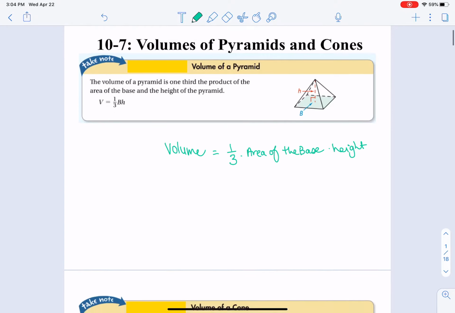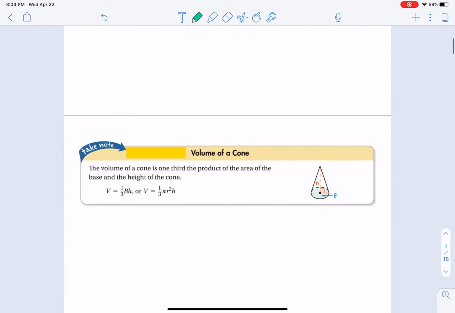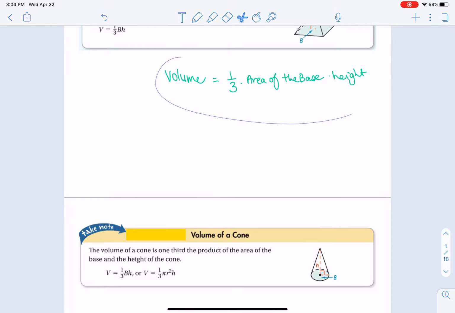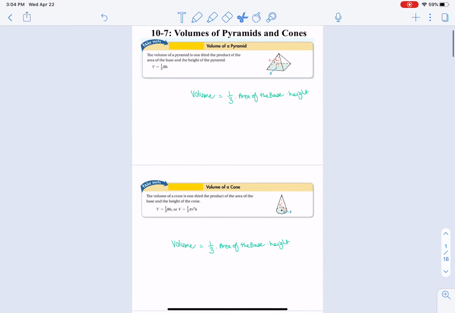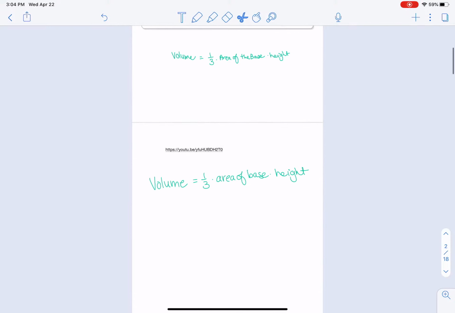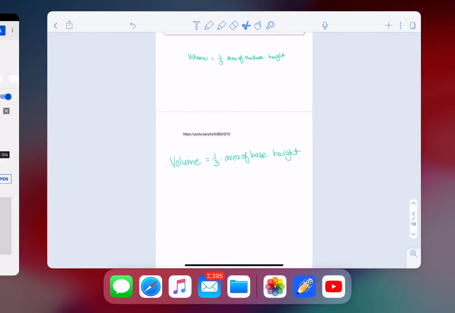So for a pyramid and for a cone, it's the exact same thing. So I'll copy that. Basically, if you have 3 cones or 3 pyramids, they will fit into one cylinder or one prism of that same base. So 1/3 of that. I wanted you guys to see that visually. I'm sorry I can't show you this in class, but this YouTube video will help.